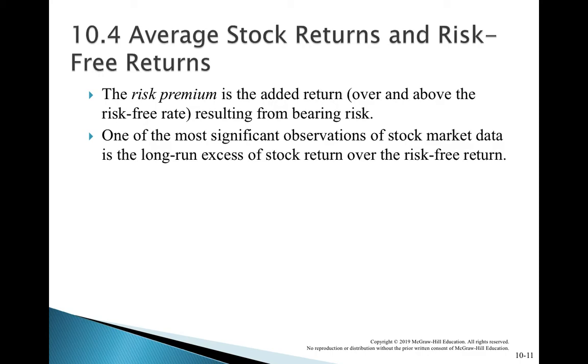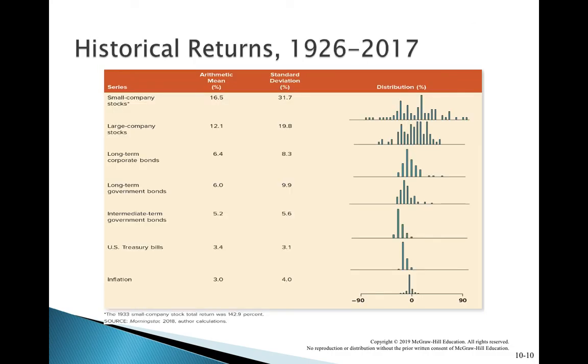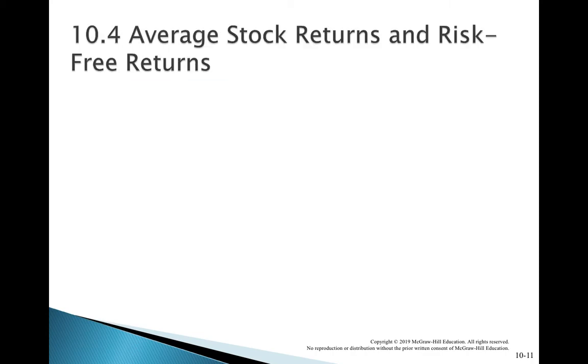The risk premium is the added return over and above the risk-free rate of return. Normally, the US Treasury bill is taken as the risk-free rate of return. So here in this 90 plus years history, we can take 3.4% as the risk-free rate of return. That is the US Treasury bill return. Over and above 3.4, whatever the return comes, that becomes the risk premium for taking that particular risk.